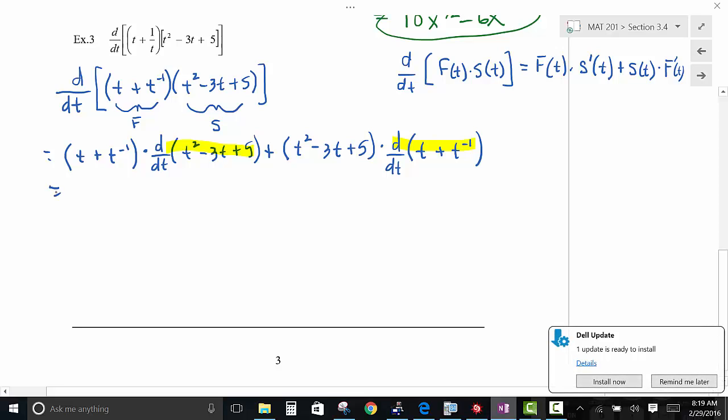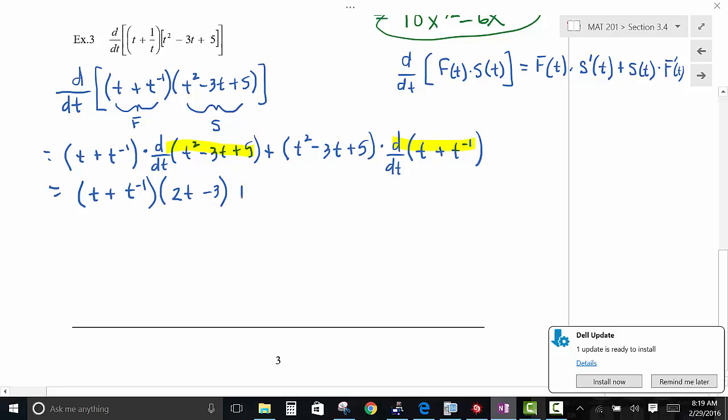You don't have to do this limit thing. So this is just going to be t plus t to the negative 1. Now, what is the derivative of what I highlighted there? 2t minus 3. Remember that's power rule, so the 2 comes down. The derivative of 3t is the number in front. That's called a linear term. And then what's the derivative of 5? 0, because it's a constant. So you've got to get those rules down. So this is going to be 2t minus 3, like that. That's what that derivative is.